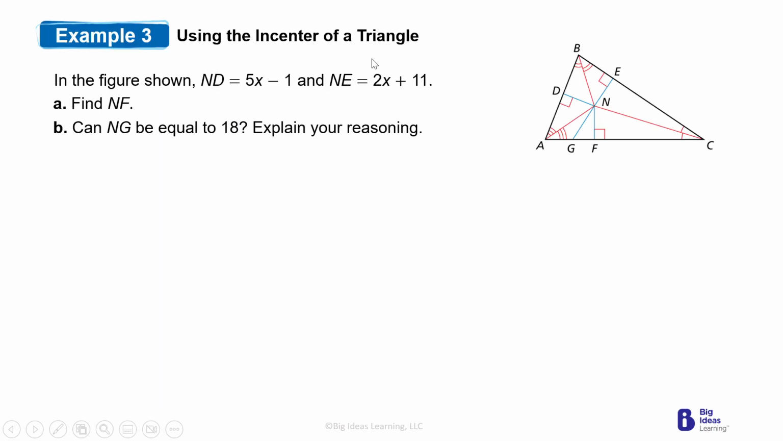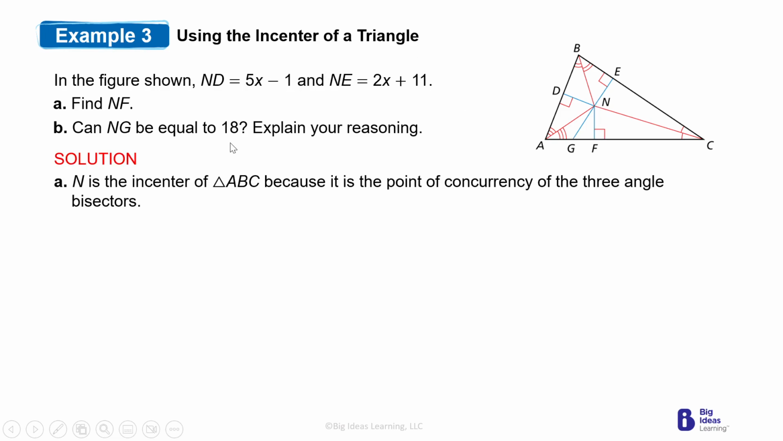Using the incenter of a triangle. In the figure shown, ND, so this line here, equals 5x minus 1, and NE equals 2x plus 11, and for part A, I want to find NF. So, using my incenter theorem, I know that if this is the incenter, all of these lines are equal. So first, I have to figure out what x is. So I'm just writing out everything I just said.